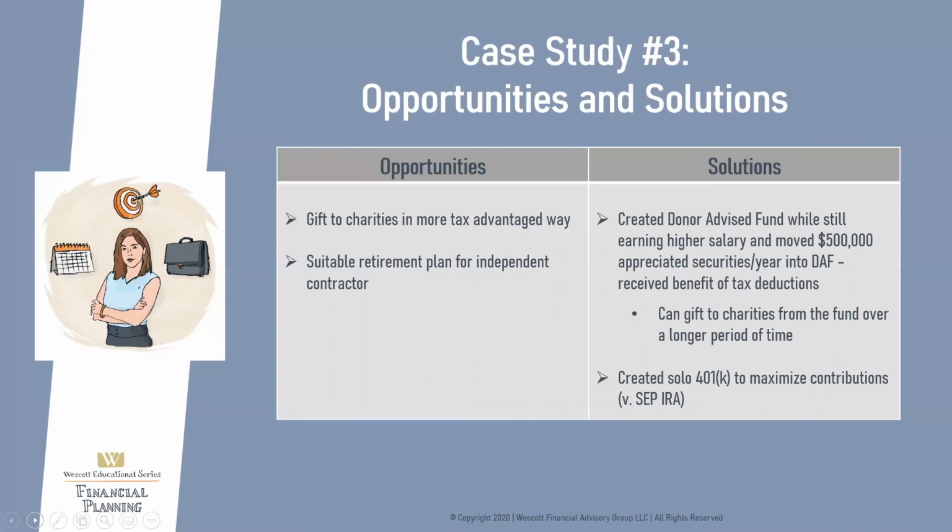For the solo 401k, you're permitted to make an employee contribution of up to $26,000 for individuals who are over the age of 50. And you are also able to make an employer contribution based on the income of the business. Conversely, the SEP IRA only allows for an employer contribution based on the business income. It does not permit the employee contribution as the solo 401k does.